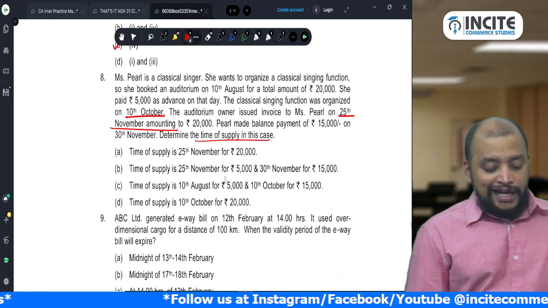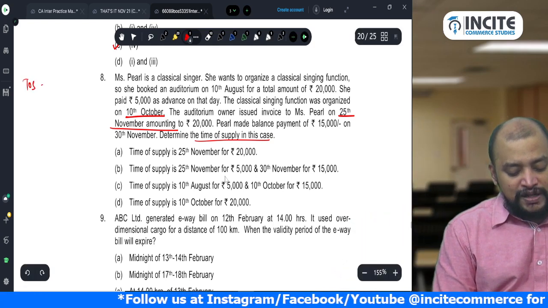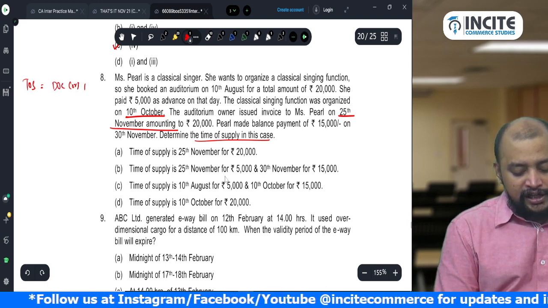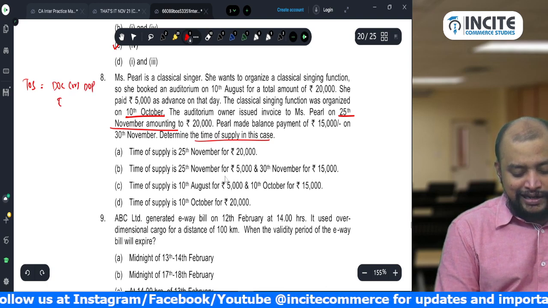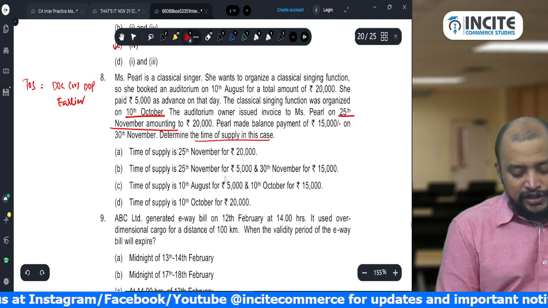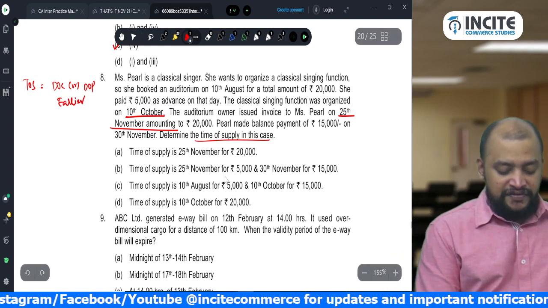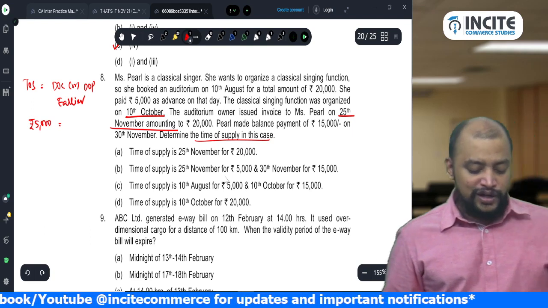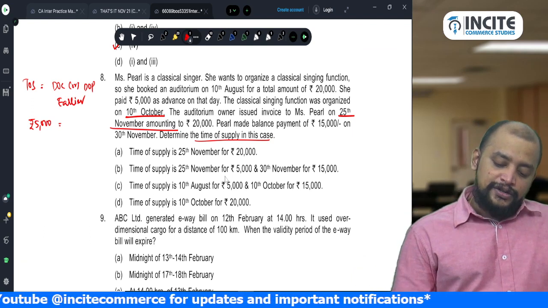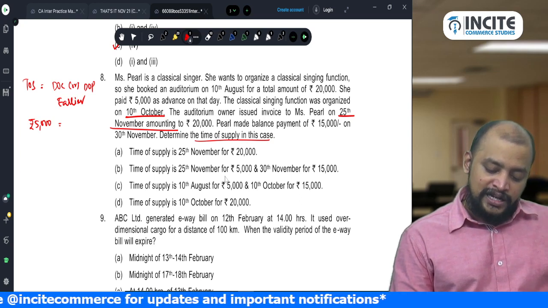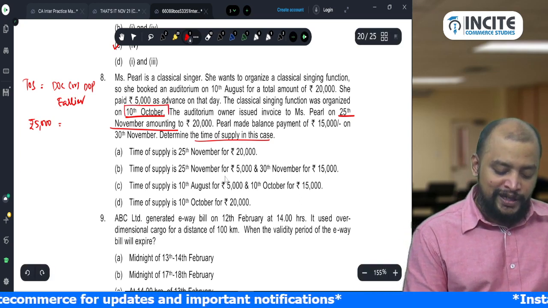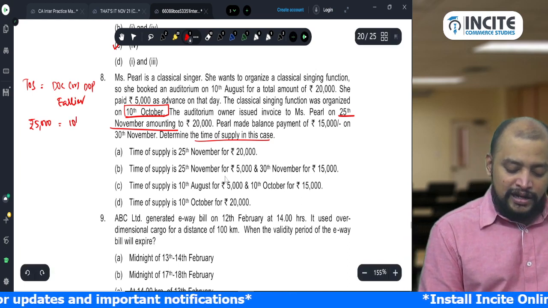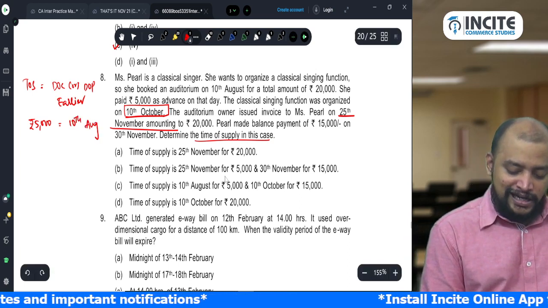So what will be taken as the time of supply? The time of supply will be the date of completion or date of payment, whichever is earlier. First, for 5,000 rupees, the advance is received. For the advance, what is the date of completion? So the date of completion, when the function was organized, 10th October, or payment received on 10th August, whichever is earlier. So 10th August will be taken.